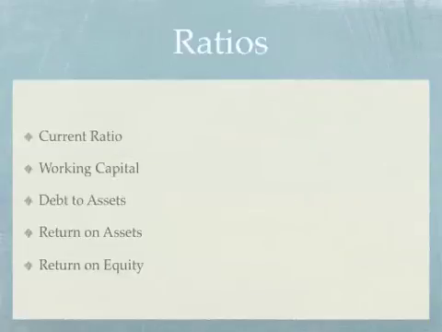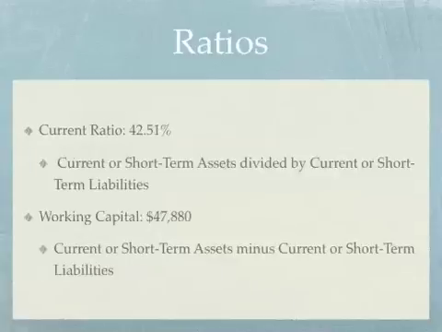Ratios. The types of ratios I'm going to be talking about are current ratio, working capital, debt to assets, return on assets, and return on equity. Current ratio is 42.51%. This represents the company's ability to pay back short-term liabilities with short-term assets. Working capital is $47,880. The working capital is the capital of the business that is used in its day-to-day operations.